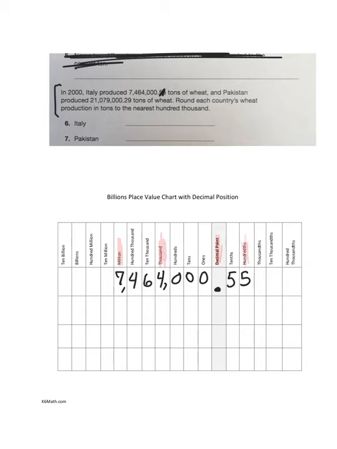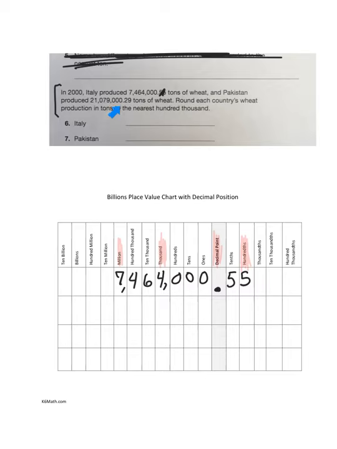7,464,000 and 55 hundredths. So that is quite a bit of wheat that Italy made. And Pakistan produced this amount of wheat, this many tons of wheat. Can you read that number without me reading it to you?